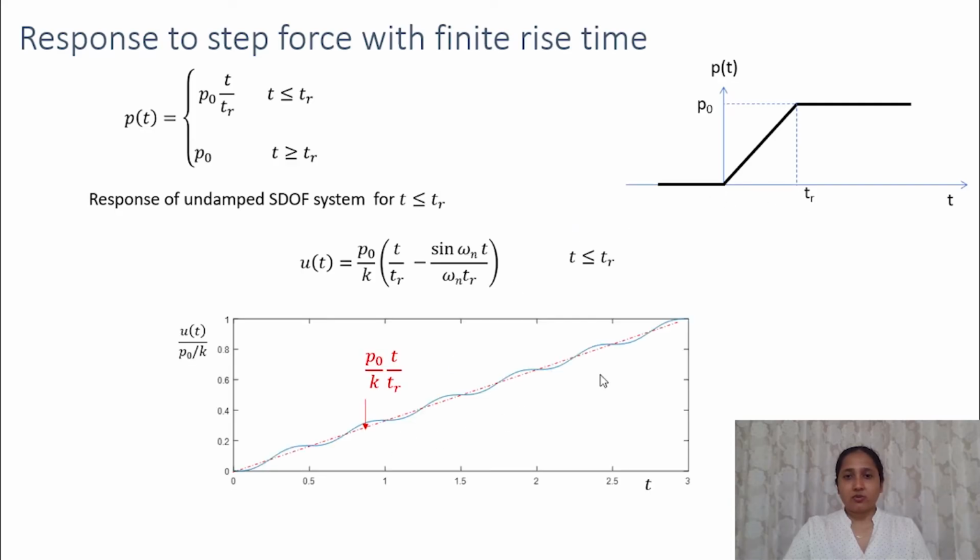Let's plot this. We have seen this earlier. This will be oscillating about the static response. As the force is increasing, the response will also gradually increase. So when T is less than TR, this is the response. Now we have to find the response when T is greater than TR. What will be the response when this time is more than TR?